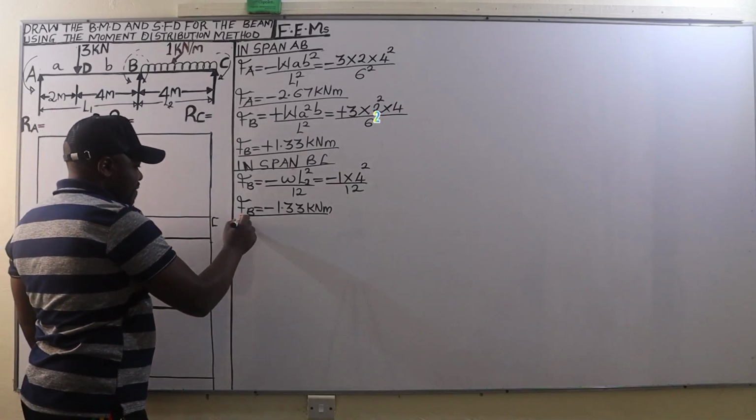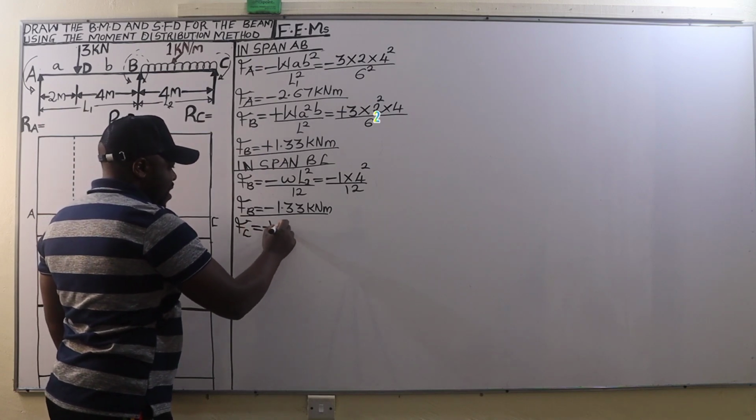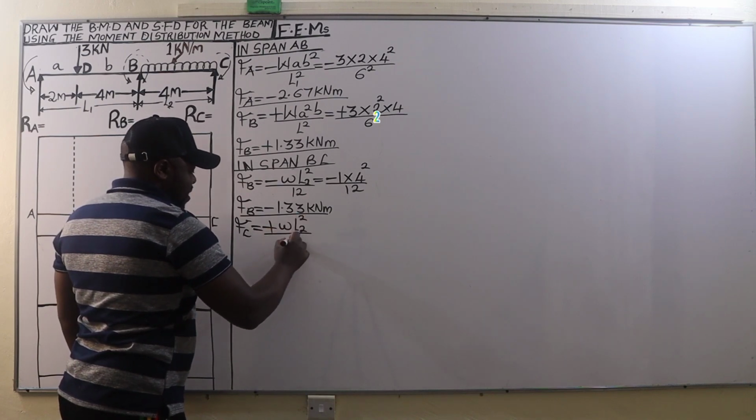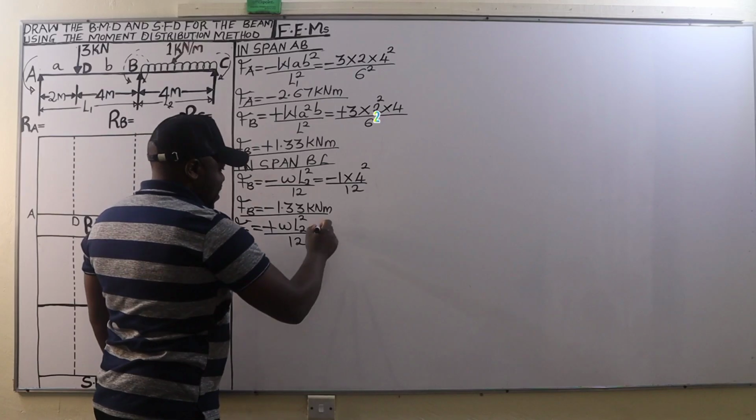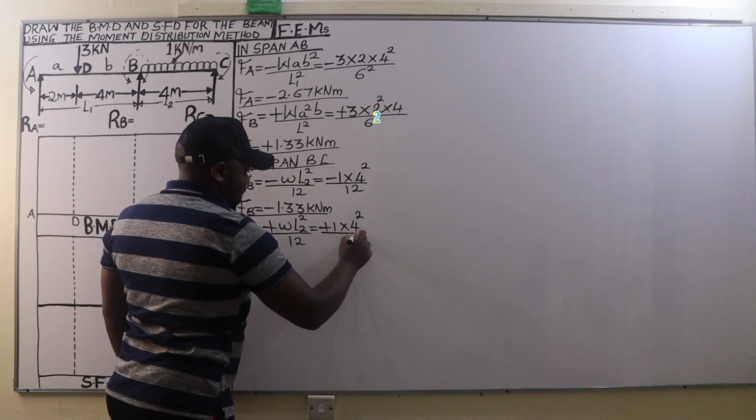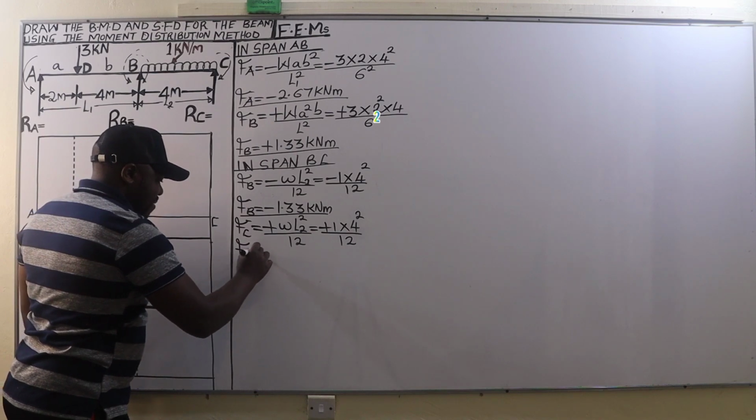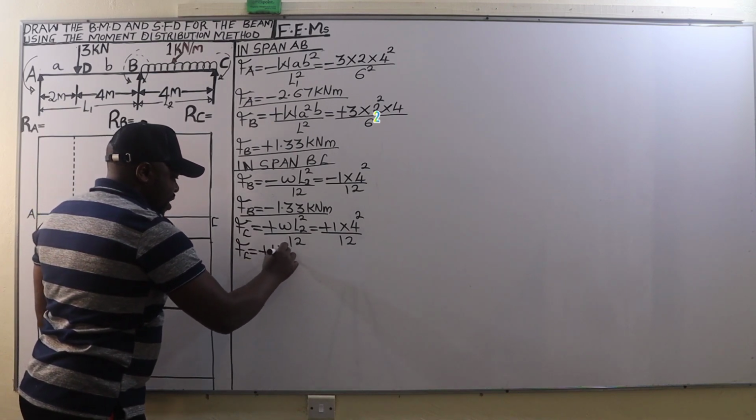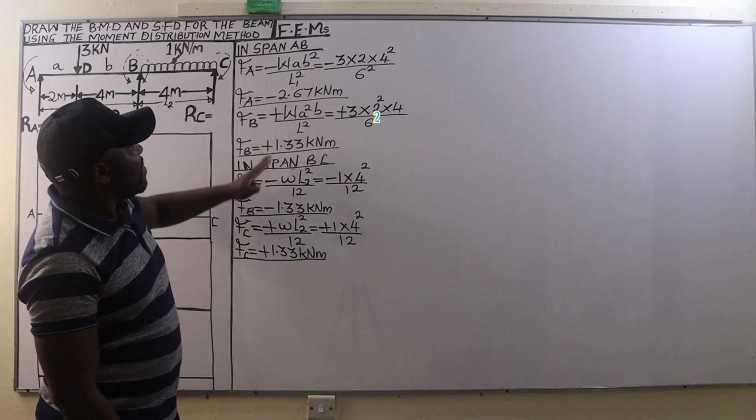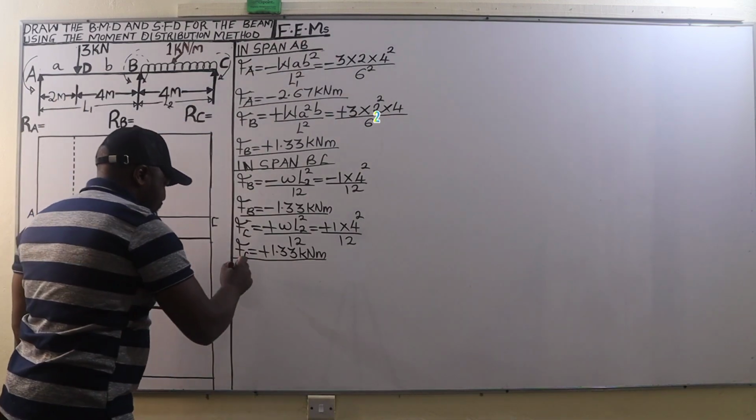Therefore, the fixed end moment at C is going to be positive W L2 squared divided by 12, which is going to be positive 1 times 4 squared, divided by 12. And when we do so, we are going to get a fixed end moment at C of 1.33 kilonewton meter.